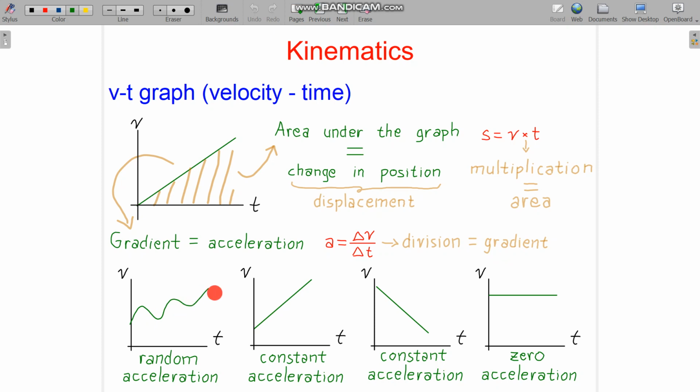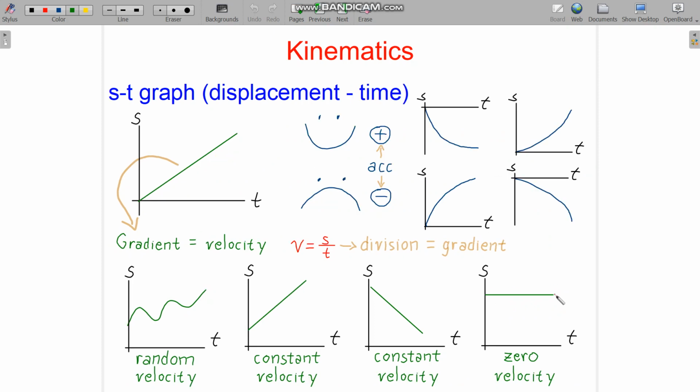So here we have random acceleration because we have increasing, decreasing velocity. Here we have constant acceleration, the velocity is increasing linearly. Constant acceleration but negative, so we call this deceleration. And here we have zero acceleration because the velocity is constant.